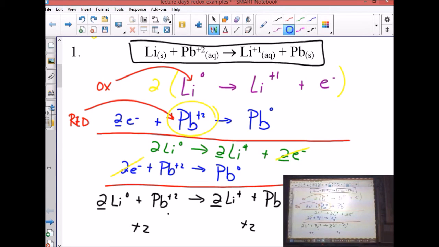So the one gaining is the one that's oxidized? Correct. Think of it like this. Ask yourself, who's oxidized? It's the reducing agent. Who's reduced? Oxidizing agent. So it's always the opposite. Because the lithium allows for the lead to be reduced. That's why it's the reducing agent. And then the lead allows the lithium to give away its electrons. That's why it is the oxidizing agent. It allows for that change to occur.